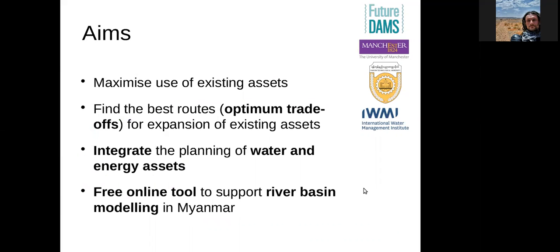The aims of this project are first to maximize the use of existing assets. This means that we want to optimize the operating rules of existing assets such that they operate to their maximum. Then we want to find the best routes for expansion of existing assets. So find where to invest next so that we find optimum trade-offs between different objectives that I will talk about later in this presentation.